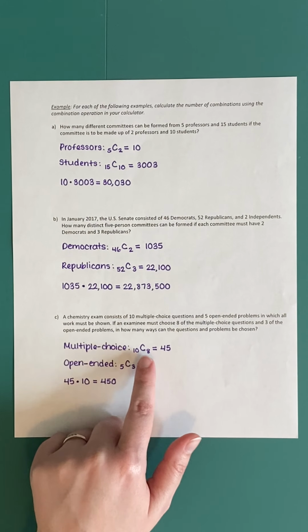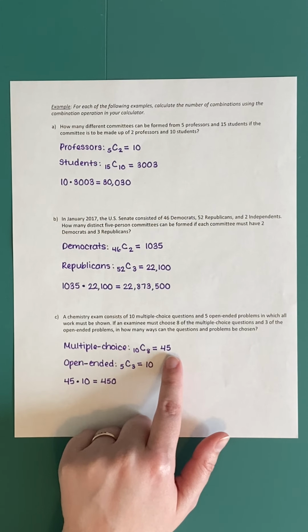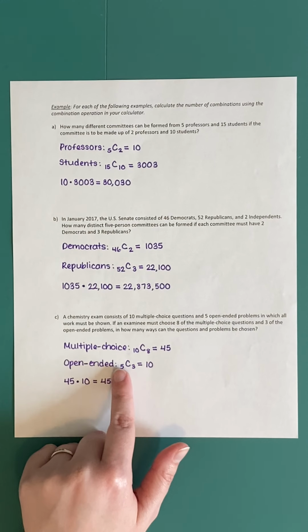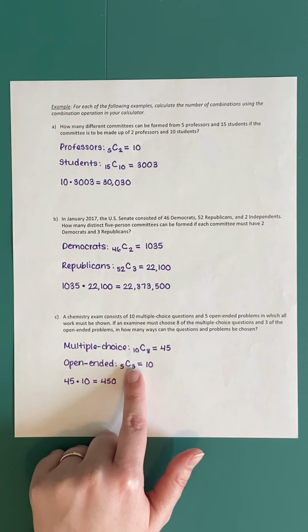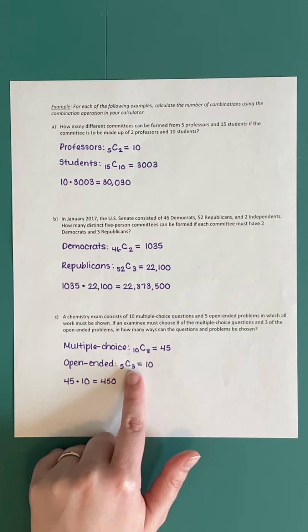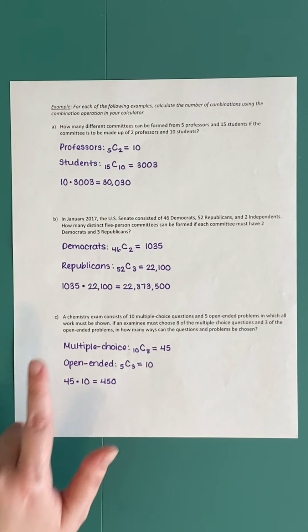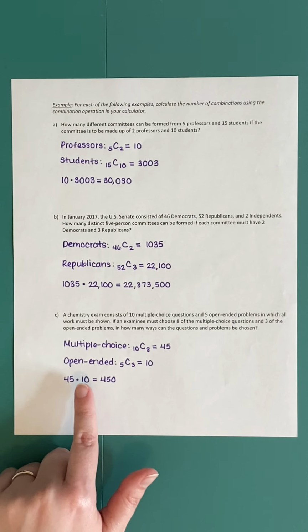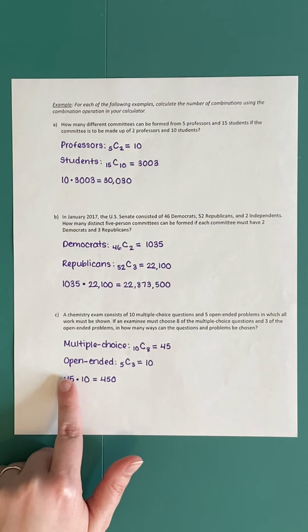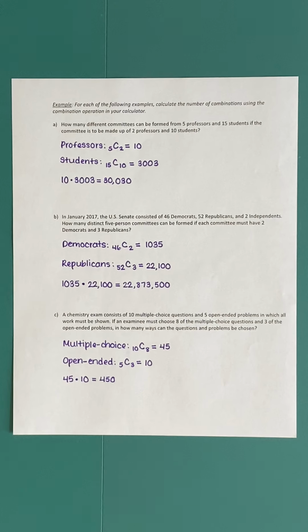So 10 combination 8 comes out to 45. And then from the 5 open-ended problems, we're choosing 3. So 5 combination 3 comes out to 10. Step 1, step 2, 45 ways to do the first step, 10 ways to do the second step. Multiply them together, and that's going to be 450 possibilities in total.